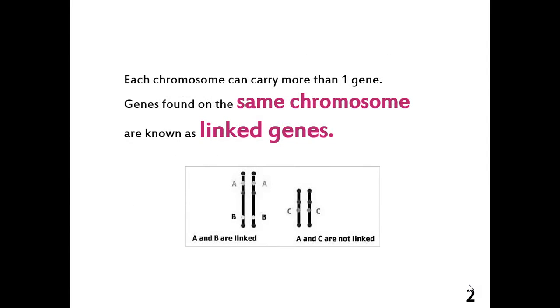Of course, we understand that each chromosome can carry more than one gene. And when we are looking at 2 different genes located on the same chromosome, we can refer to them with a term known as linked genes. Look at this diagram as an example. Gene A and gene B will be regarded as linked genes. But if we explore gene A and gene C, we can say that they are not linked genes.